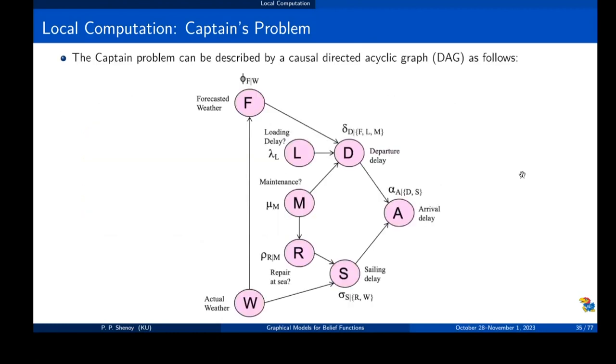This is a causal graph in the sense that the actual weather causes the weather forecast, not the other way around. The departure delay is caused by the bad weather forecast, which will delay it by a day. If there's a loading delay, not everything is loaded, so it gets delayed. If you have to do maintenance, it will cause a delay. So this is exactly a causal model. This is the source of conditional dependence.